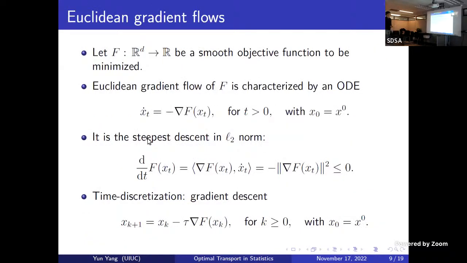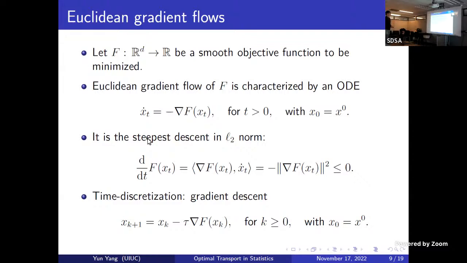So in the Euclidean case, we know that the gradient flow is usually associated with when we want to optimize some function, right? Say we have some function which is d-dimensional, say it is smooth, and we want to minimize this function. Then the gradient flow is usually characterized by an ordinary differential equation, which is say the derivative of x equals the negative gradient of this f at some initialization. And this is called a gradient flow because it is the steepest descent in terms of decreasing the objective value. So it gives you the fastest possible decrease relative to the L2 norm. So you can see the derivative of this f is always negative, and the magnitude is proportional to the square of the L2 norm of the gradient.